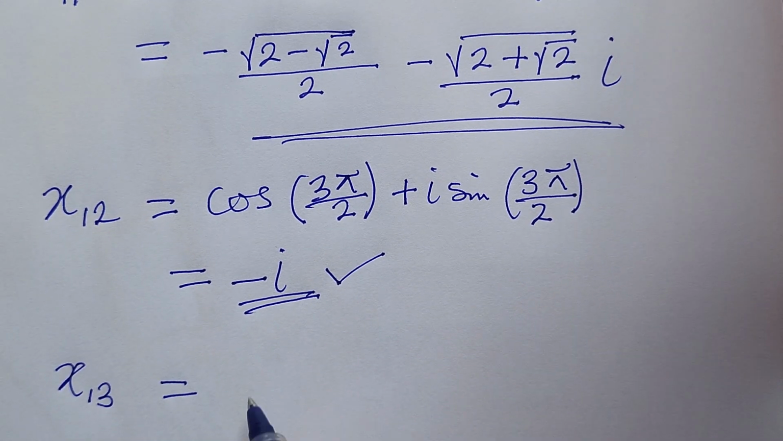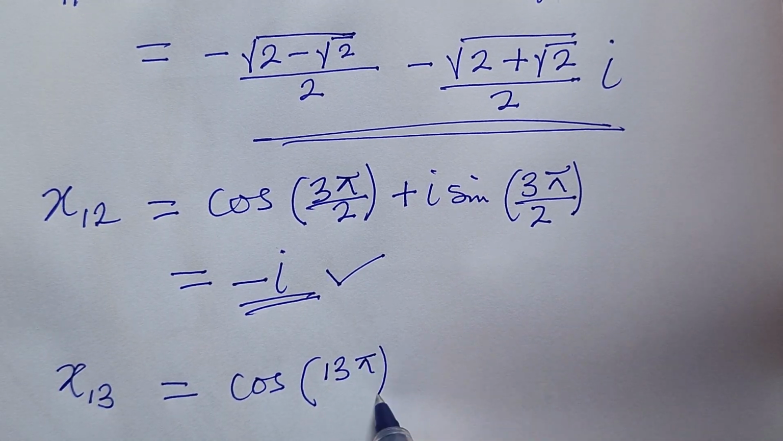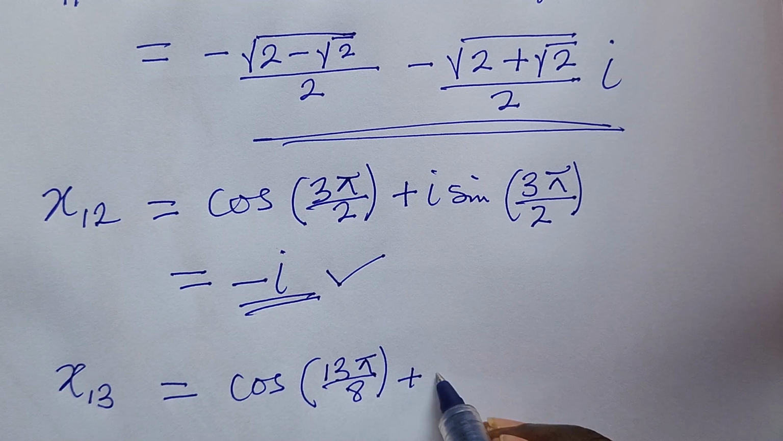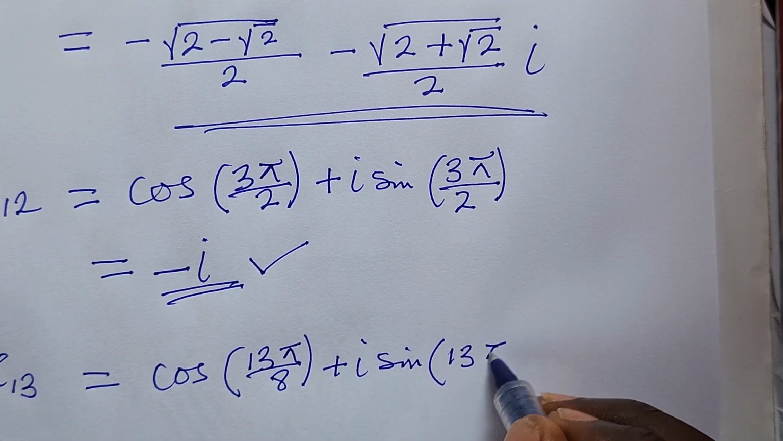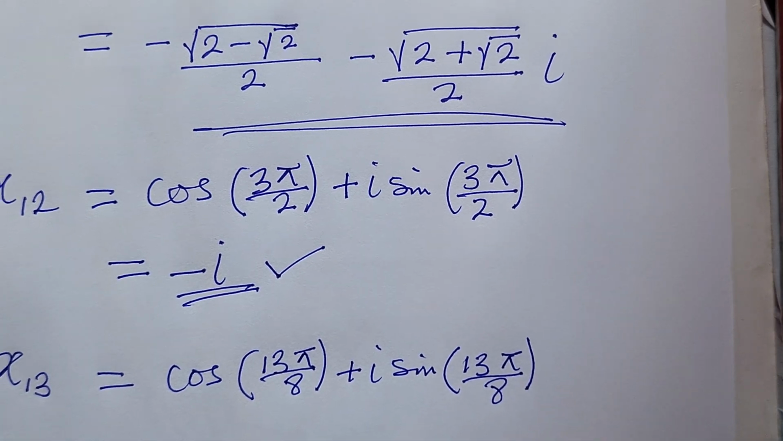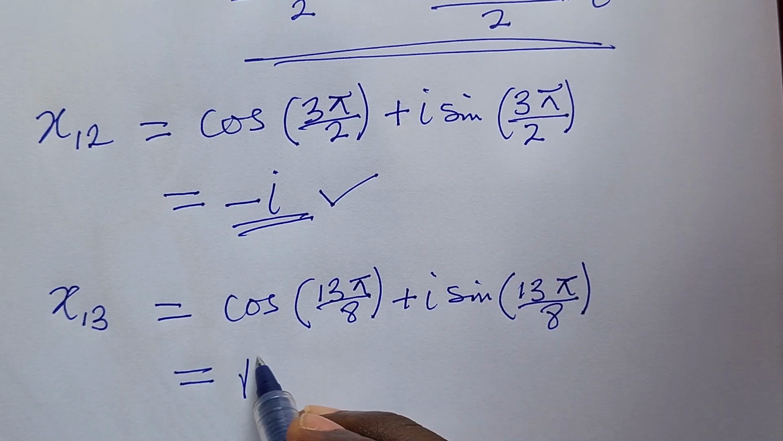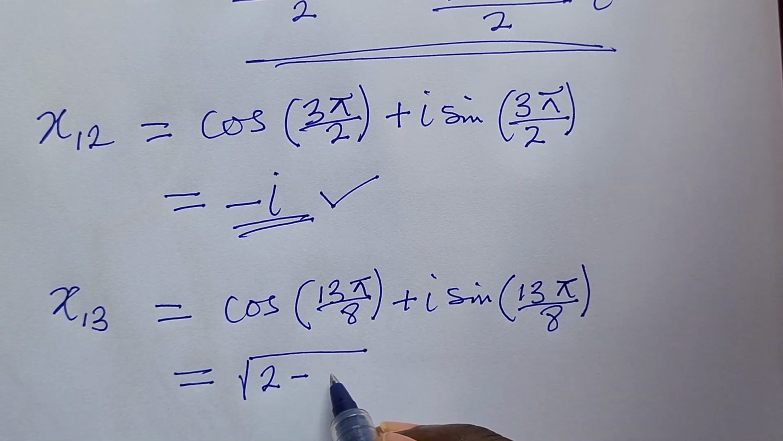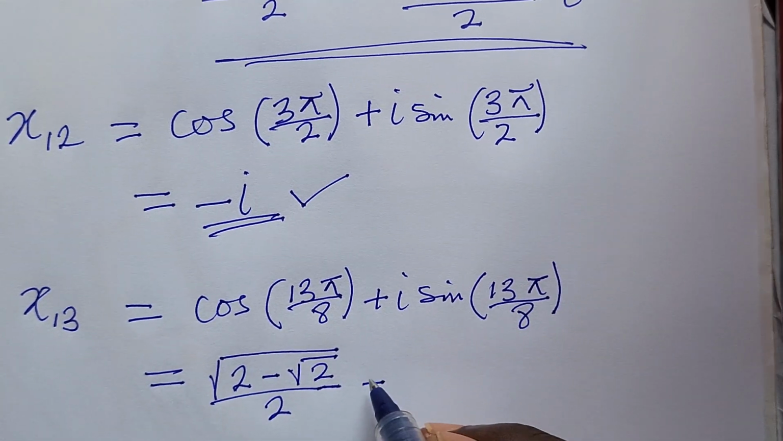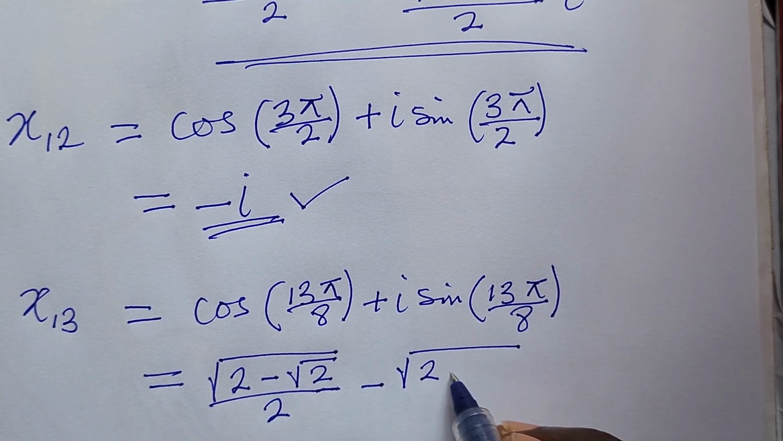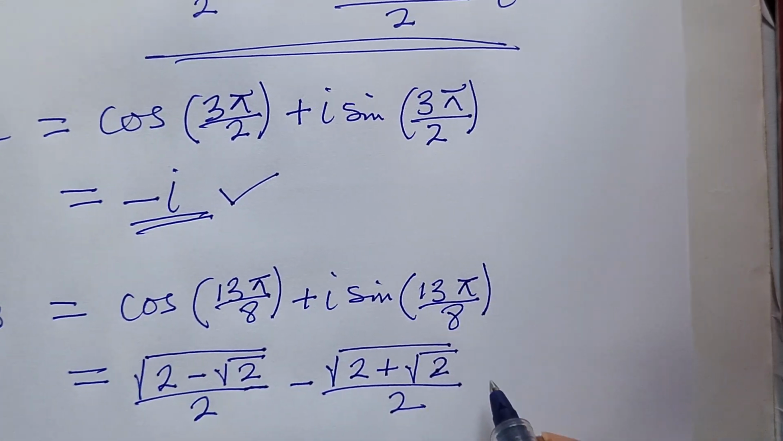Okay, so let's take x13. X13 will give us cos(13π)/8 plus i sin(13π)/8. When we simplify this numerically, it's going to give us the square root of (2 minus the square root of 2) all over 2 minus the square root of (2 plus the square root of 2) all over 2 iota.